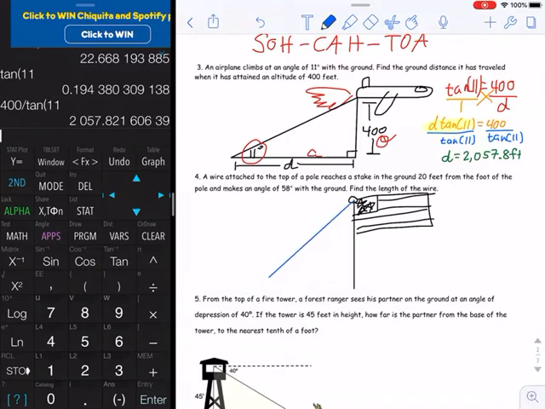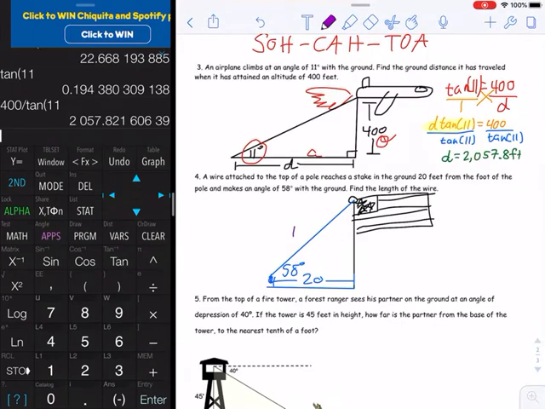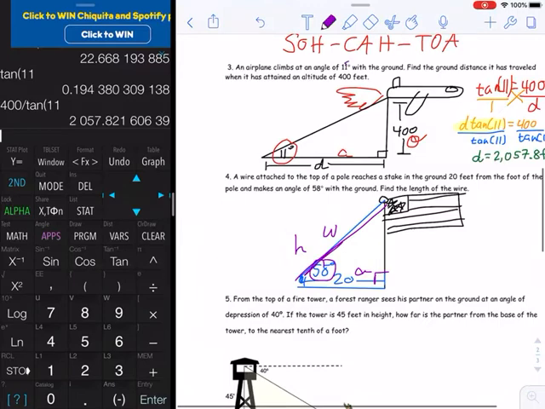Now there's a wire that's in a stake in the ground right there, 20 feet from the foot of the pole. So this is 20 feet. This is 58 degrees right here. Find the length of the wire. So we need this length right here. With respects to 58, the wire length is always going to be the hypotenuse, it's opposite the right angle, and then we have the adjacent side. So adjacent and hypotenuse, that's going to be cosine.